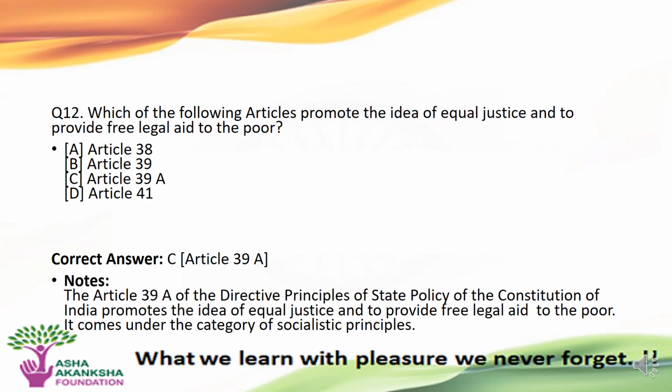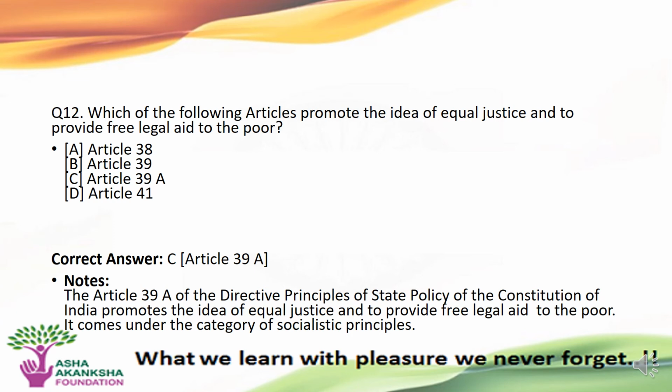The next question is, which of the following articles promote the idea of equal justice and to provide free legal aid to the poor? Options are A. Article 38, B. Article 39, C. Article 39A, and D. Article 41. The correct answer to this question is option C, that is Article 39A.